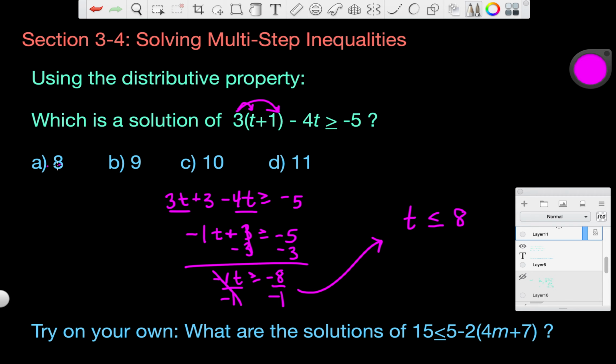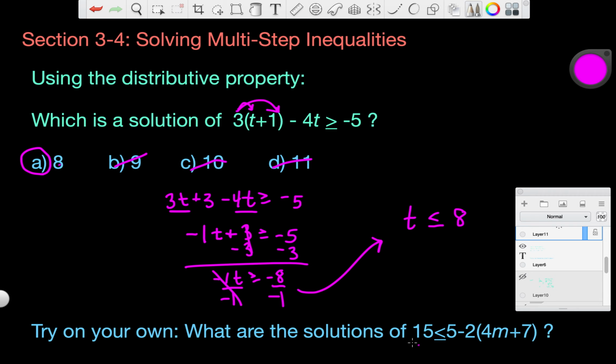So all of these values, which one is less than or equal to 8? 11 is greater than 8, so no. 10 is greater than 8, so no. 9 is greater than 8, so no. But 8 is equal to 8. If I plugged in 8 for t, 8 is less than or equal to 8 because it has that equal to symbol. So A is our answer.